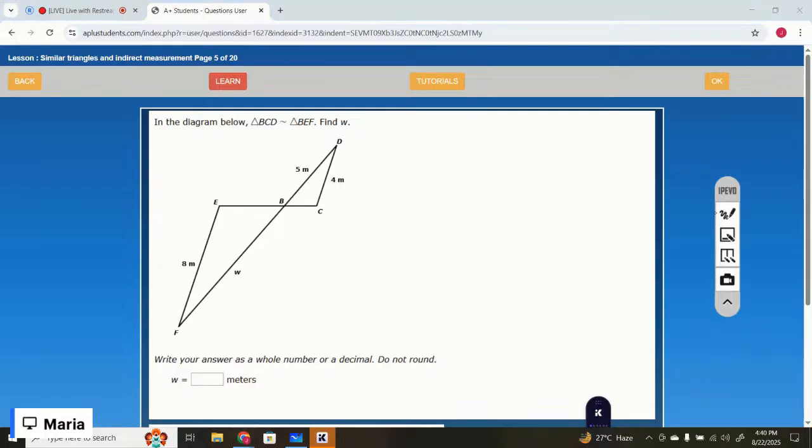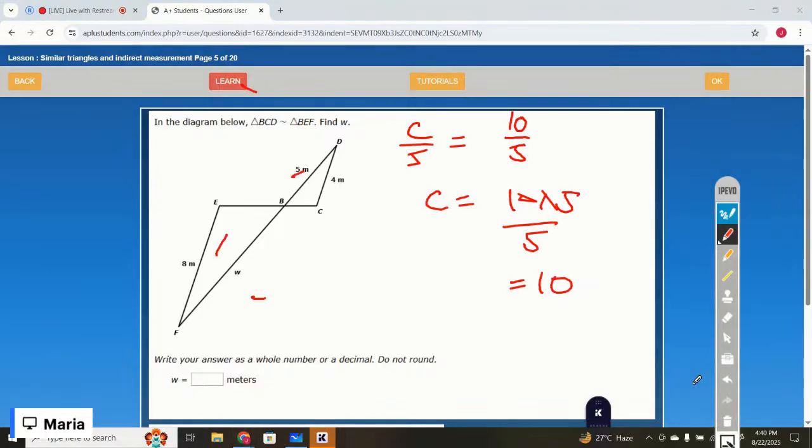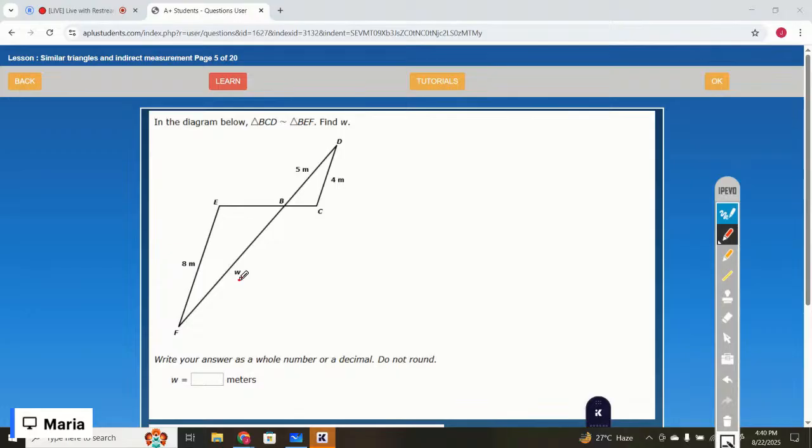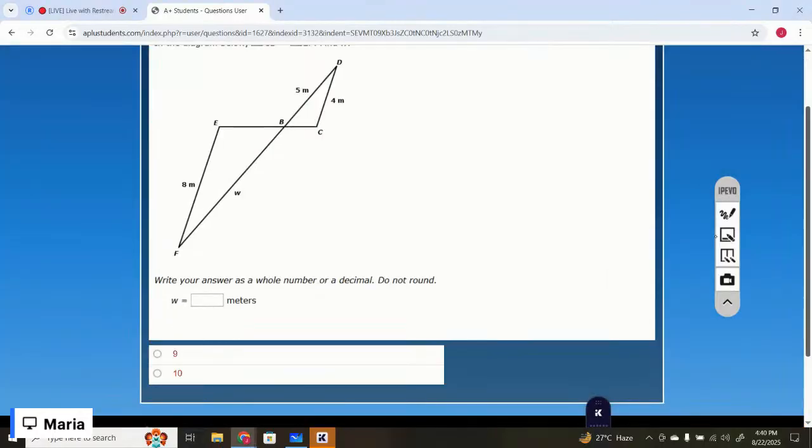Hmm, let's just form a ratio between their similar sides. W is similar to 5 and 8 is similar to 4. So that is 10. Option number 2 is the correct option.